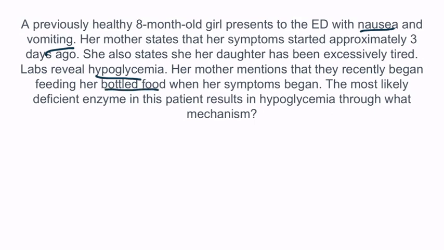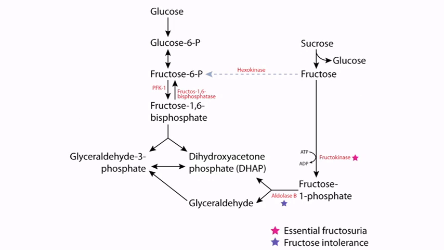This is classic for hereditary fructose intolerance. From our metabolic map, we can see that hereditary fructose intolerance is caused by a deficiency of the enzyme aldolase B. Most questions about fructose intolerance will mention something about the introduction of a new food, hinting at the fact that the patient was given fructose, in this case, bottled food.